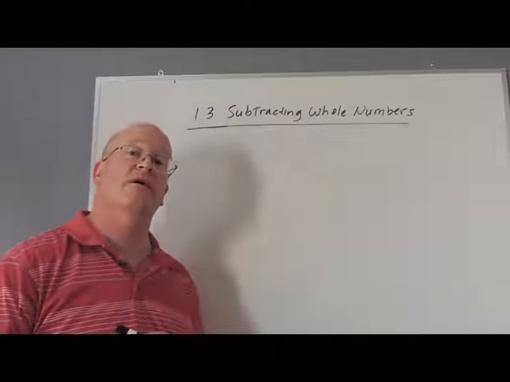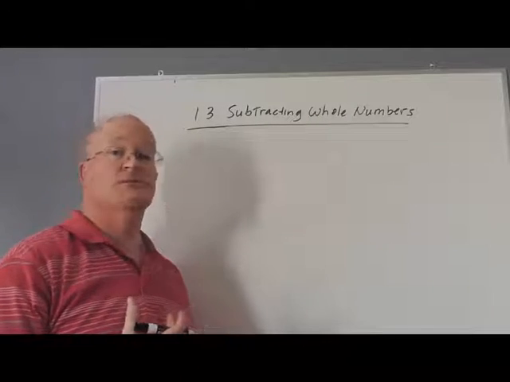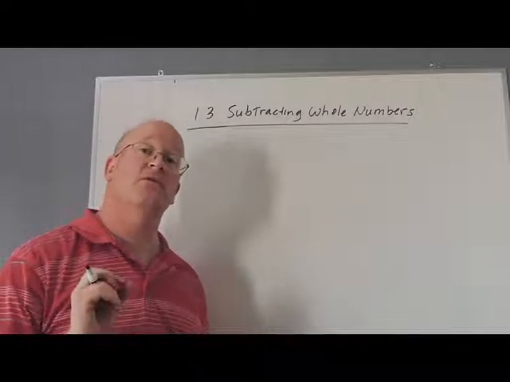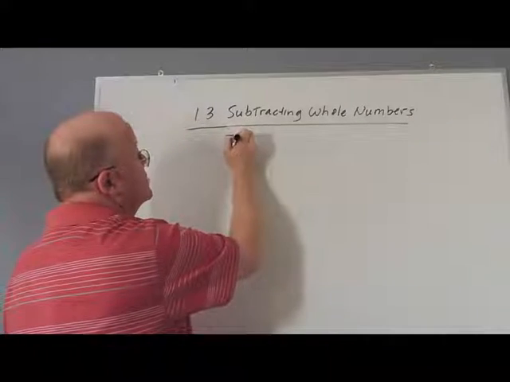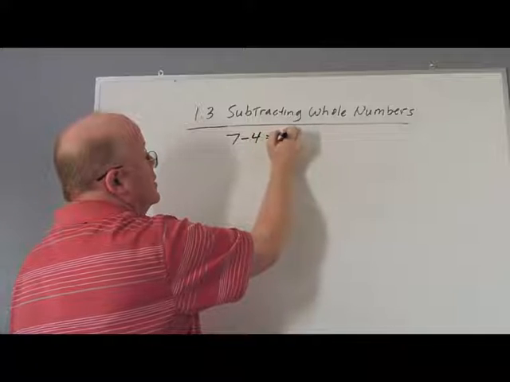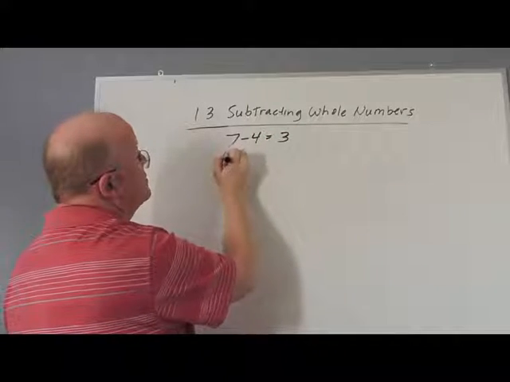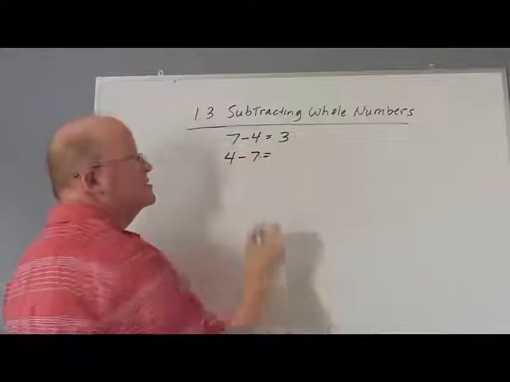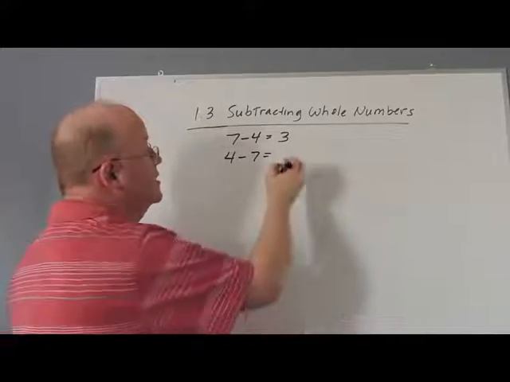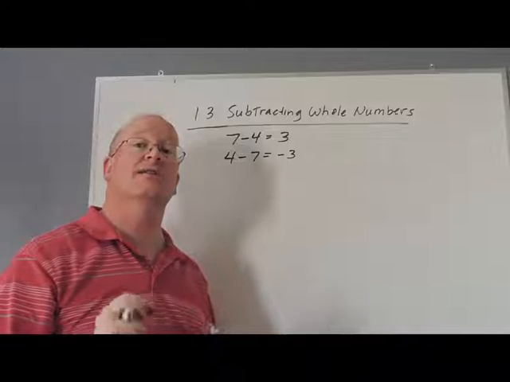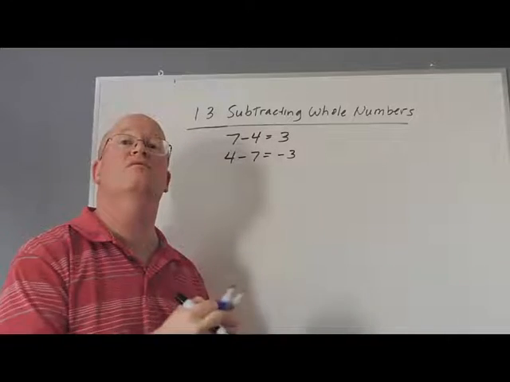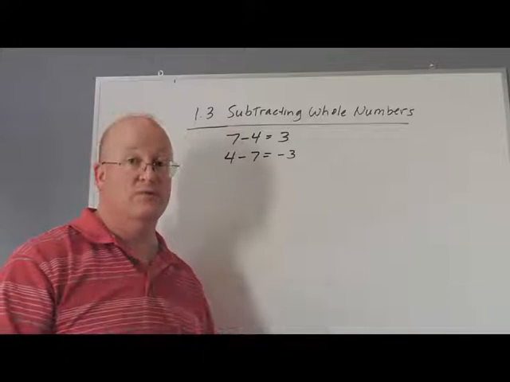In section 1.3, when we get to subtraction of whole numbers, I want to first comment that subtraction is not commutative. If you have 7 minus 4, you get 3. But if you reverse the order, 4 minus 7, you don't get 3. You end up getting negative 3. So subtraction is not commutative. You cannot move the numbers around when you are subtracting.